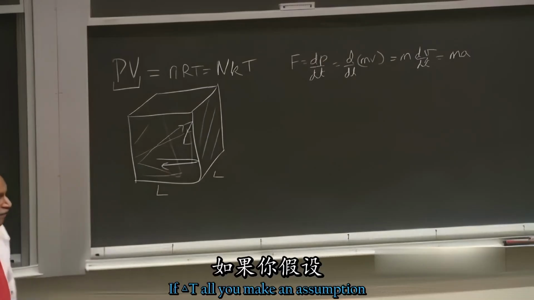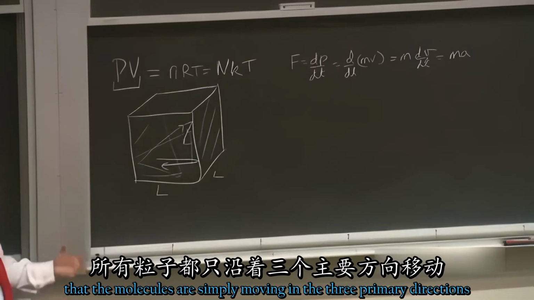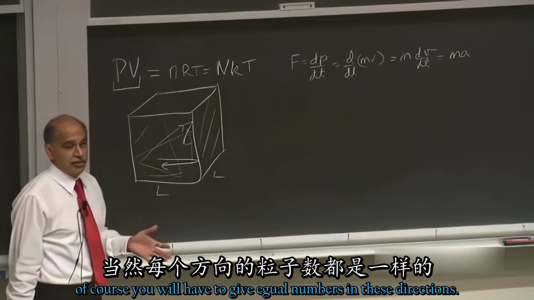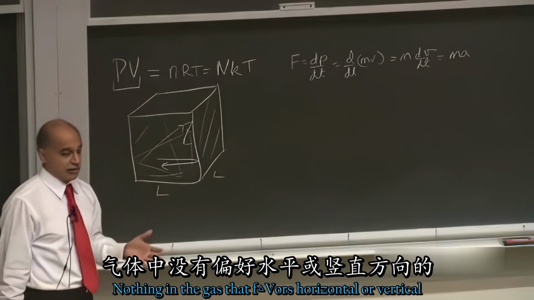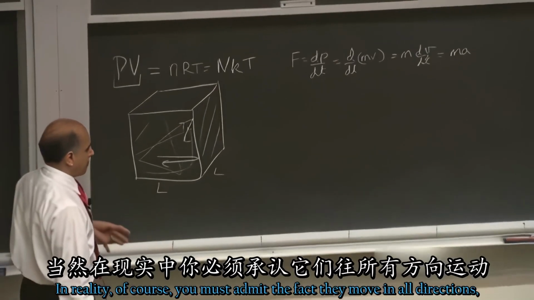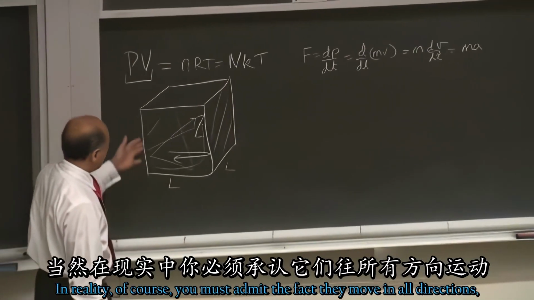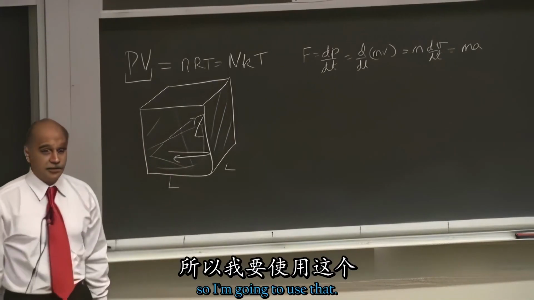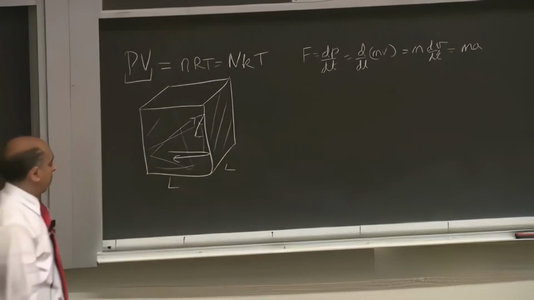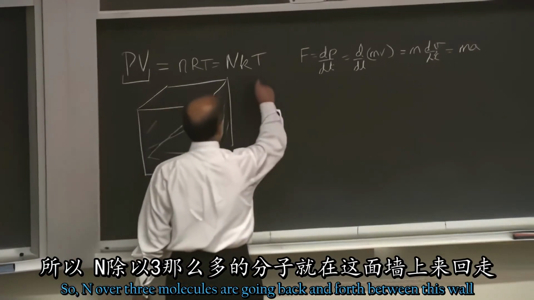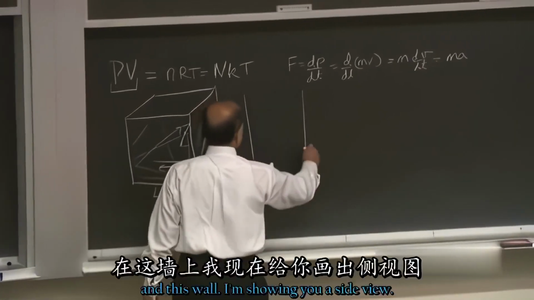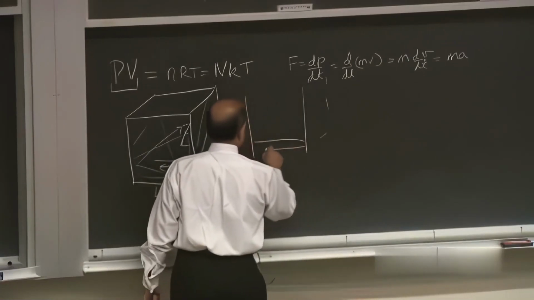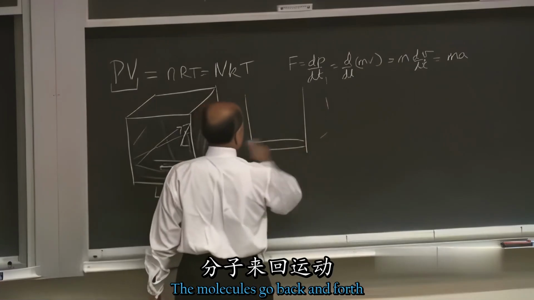If at all you make an assumption that the molecules are simply moving in the 3 primary directions, of course you will have to give equal number in each direction. There's nothing in the gas that favors horizontal or vertical. In reality, of course, you must admit the fact they move in all directions, but the simplified derivation happens to give all the right physics. I'm going to use that. So n over 3 molecules are going back and forth between this wall and this wall. I'm showing you the side view. The wall itself looks like this. The molecules go back and forth.